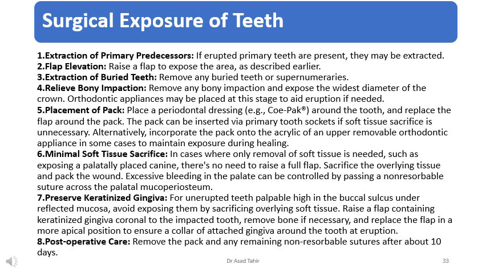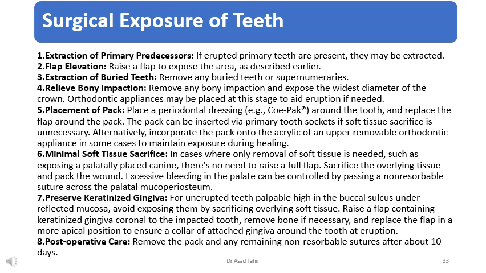Placement of pack. Place a periodontal dressing, e.g., Copac, around the tooth, and replace the flap around the pack. The pack can be inserted into primary tooth sockets if soft tissue sacrifice is unnecessary. Alternatively, incorporate the pack onto the acrylic of an upper removable orthodontic appliance in some cases to maintain exposure during healing.